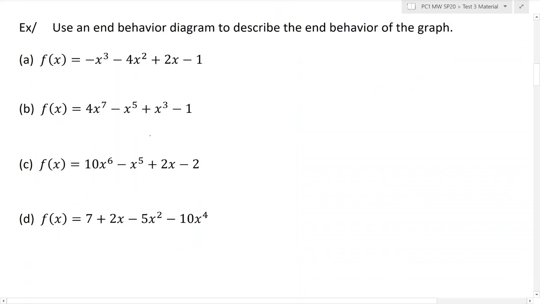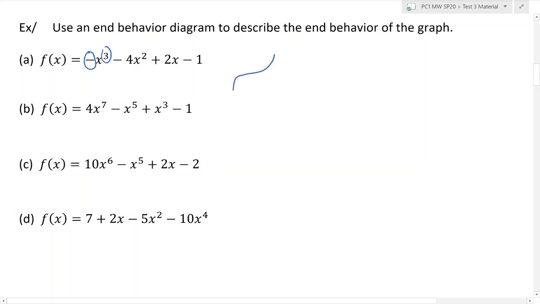So here we're going to use that end behavior diagram that we just circled on the at-home notes to describe the end behavior of this graph. Remember, it's all dependent on that leading coefficient and the degree of the polynomial. So we have a negative as our lead coefficient, -1, and the degree of that polynomial is odd. So we're odd and negative.